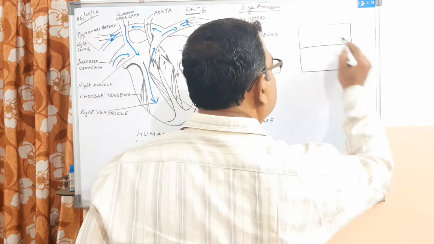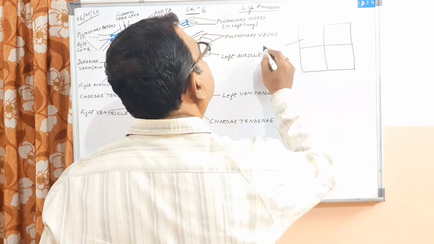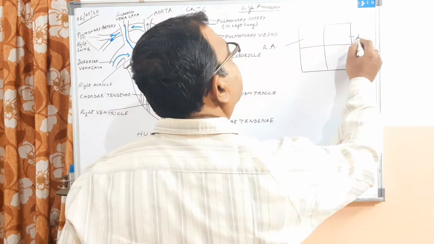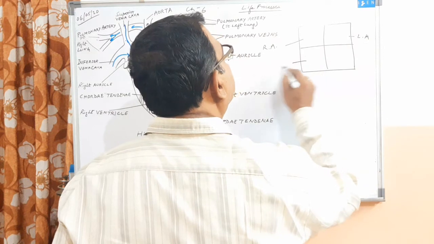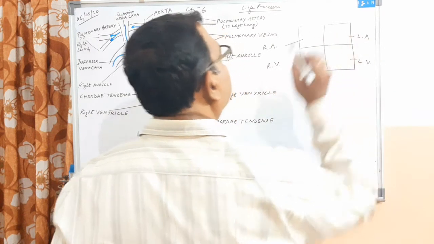These are the four chambers. This is the right auricle. This is the left auricle. This is the right ventricle. This is the left ventricle.